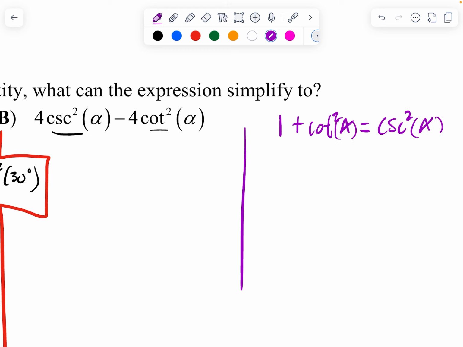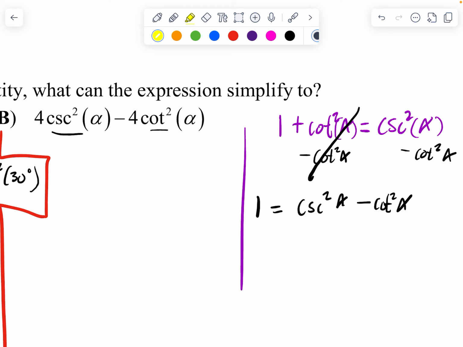Now this one is cosecant minus cotangent, so let's do subtraction of cotangent squared. That cancels and you get 1 equals cosecant squared minus cotangent squared. Well, this is really similar: cosecant squared minus cotangent squared. That is so close to what we're looking at. The only difference right there is those 4s. So how can I move those 4s?